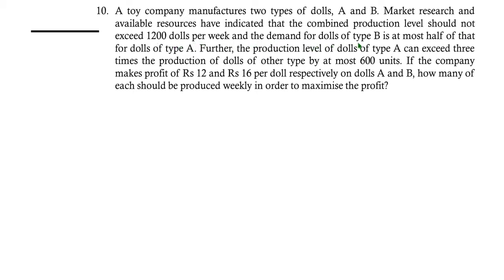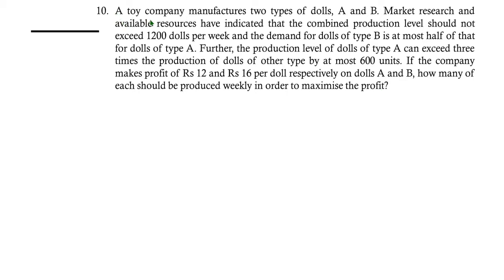the demand for dolls of type B is at most half of that for dolls of type A. Further, the production level of dolls of type A can exceed 3 times the production of dolls of the other type by at most 600 units. If the company makes a profit of rupees 12 and rupees 16 per doll respectively on dolls A and B, how many of each should be produced weekly in order to maximize the profit?